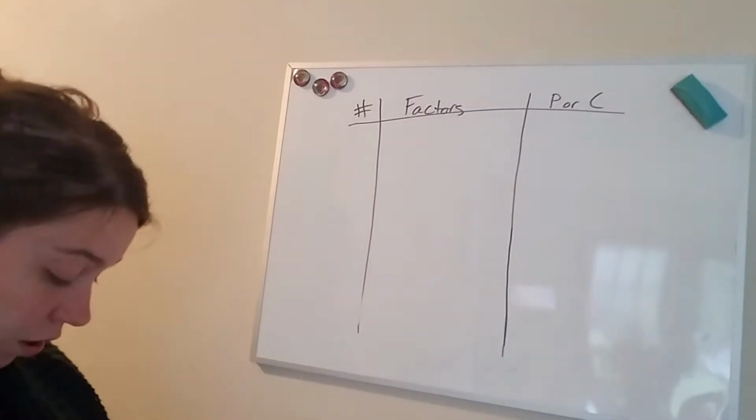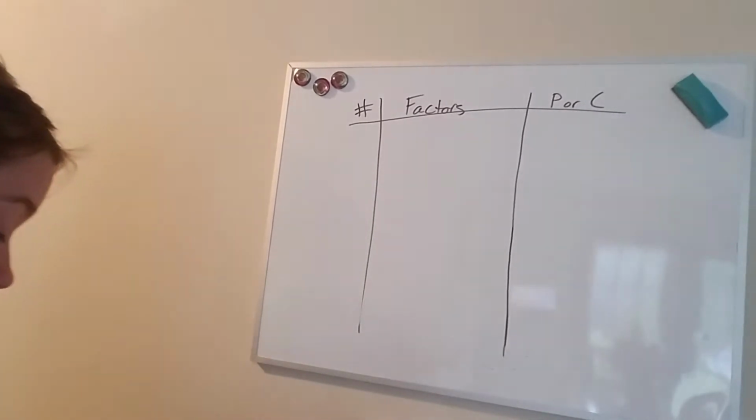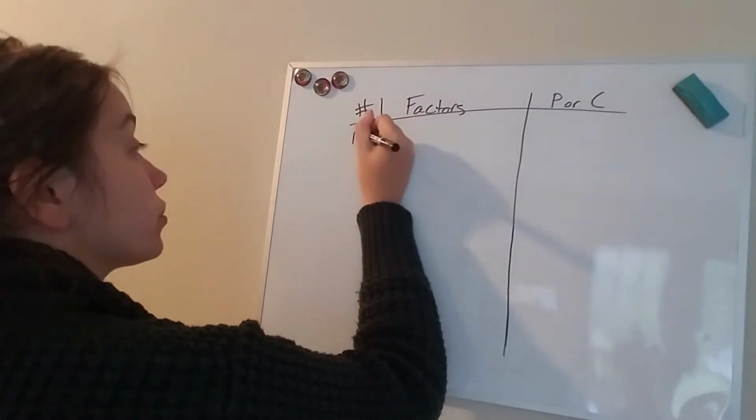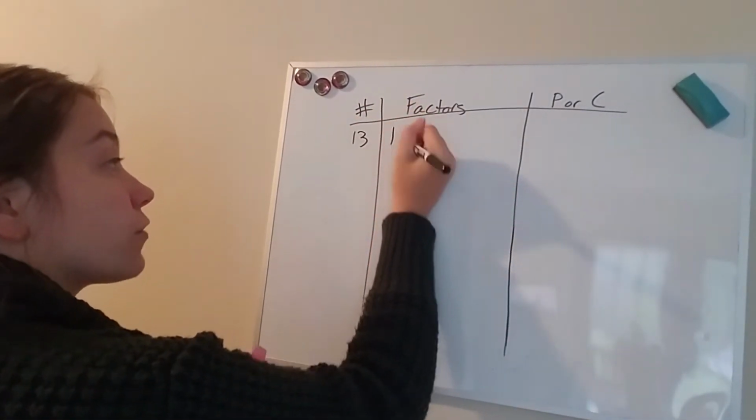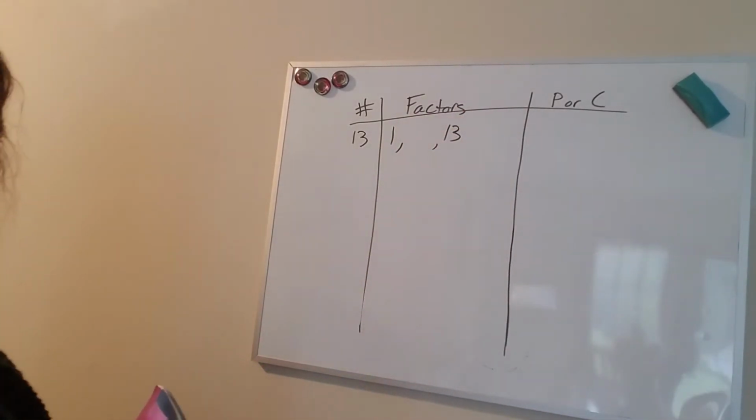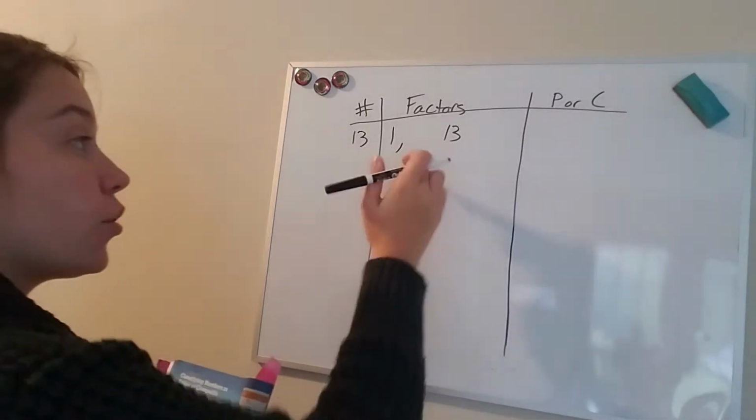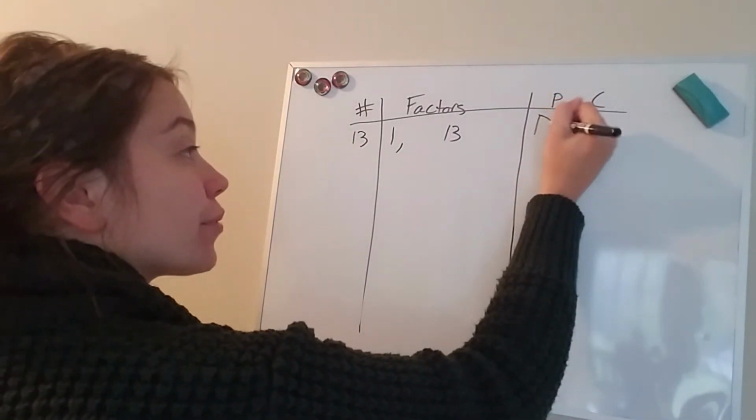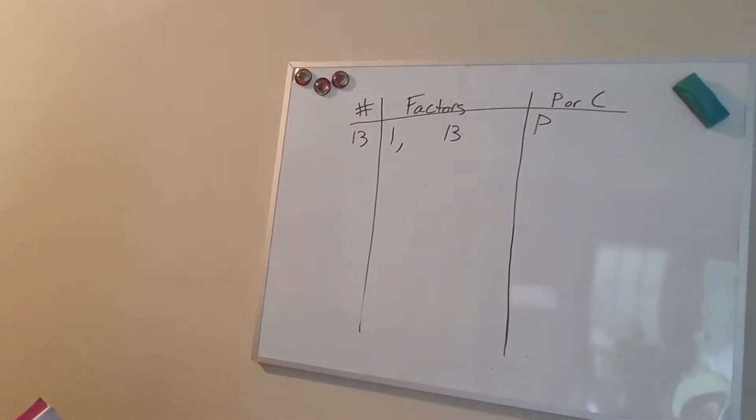Okay, so now it goes to 13. We have the number 13. For 13, our factors are 1 and 13. Is there anything else that we can put in there? No. So this is a prime number.